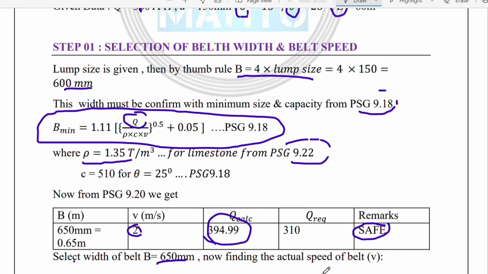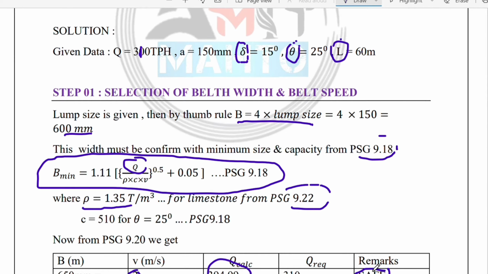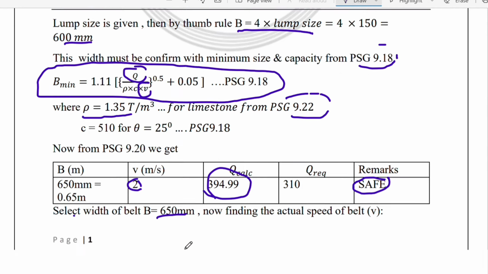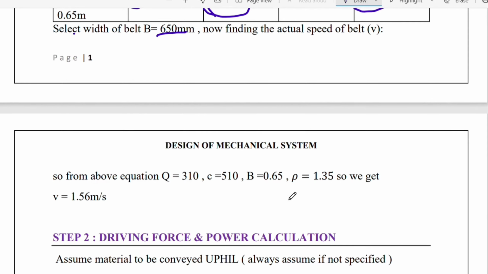Now finding the actual speed of the belt. Here we took this value 2 from the table, which is not the actual. So now we will find the actual. To find the actual value of the belt speed, put all the values here, keeping this v unknown. Here the q value, the capacity value, will be 310. Don't put 394. We require 310, so put 310 only. And this v will be unknown. Calculate it. You will get the value of v, which will be 1.56 meter per second.